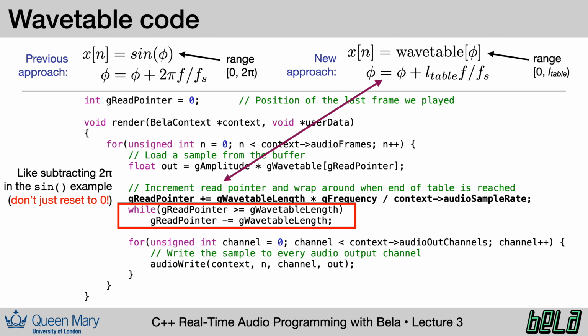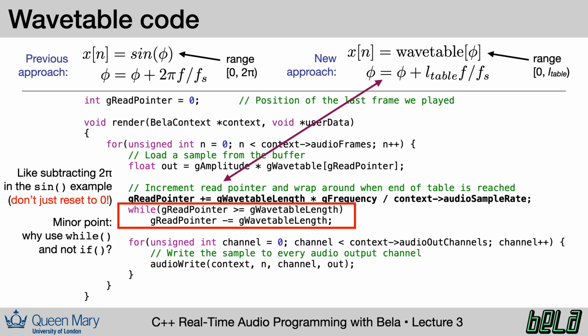Now, notice also that when the read pointer exceeds the wavetable length, we need to subtract the wavetable length. This is very much like what we did in the sine oscillator, where when it became greater than 2 pi, we subtracted 2 pi. And notice that we don't simply reset the read pointer to 0 when it goes beyond the end of the wavetable. That's because we may end up overshooting the end of the buffer by a little bit, and we want to make sure that we end up in the right place when we wrap around.